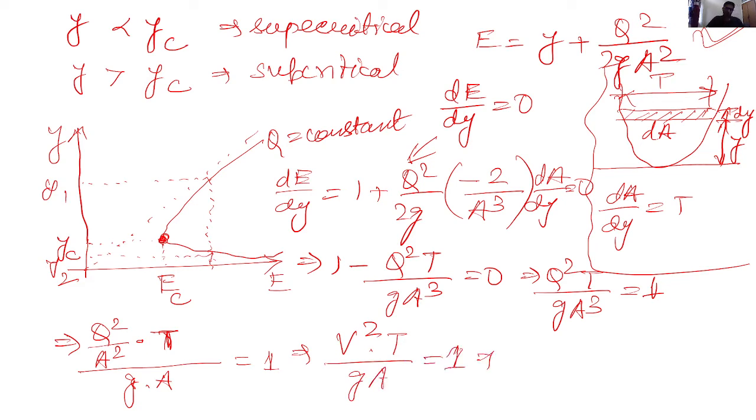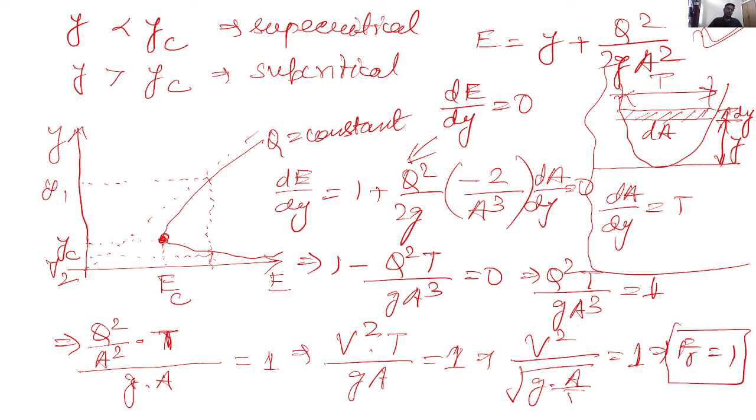Let me just take a square root of it. We will get V by square root of g times A by T equal to 1. And this is nothing but the Froude number. So the Froude number should be 1 for minimum specific energy, right? Because A by T is nothing but the hydraulic depth D. So we can say with certainty that whenever the specific energy is minimum for a given discharge Q, the flow depth is critical. This is the derivation for that.